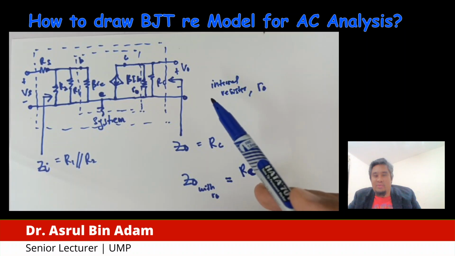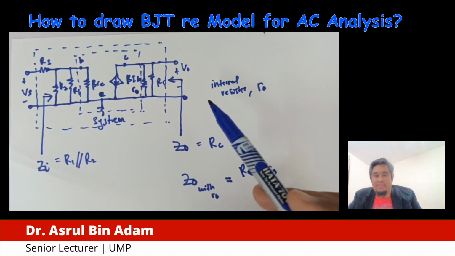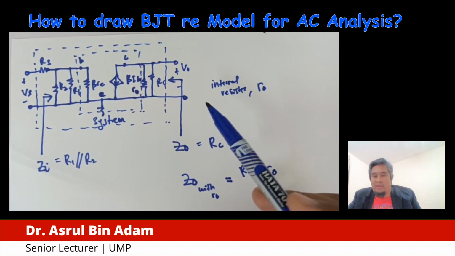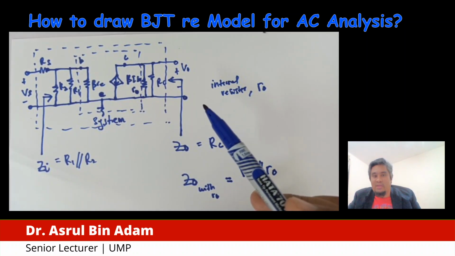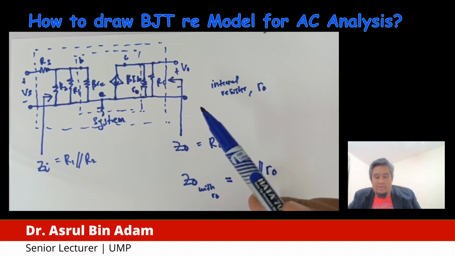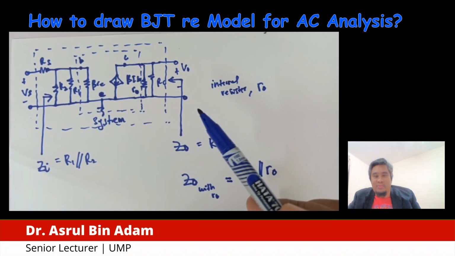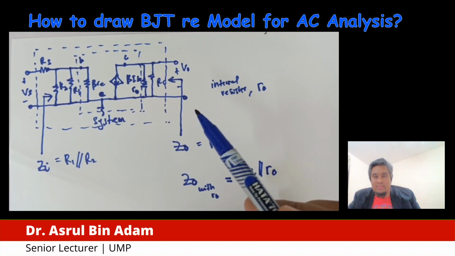But the basic thing is you have to know the main steps. We have two main steps. The first one is that every capacitor we have to replace with a short circuit. And then for the DC supply we have to remove it and replace it with ground, so that you can simplify the BJT circuits and then convert the circuit to the RE model.